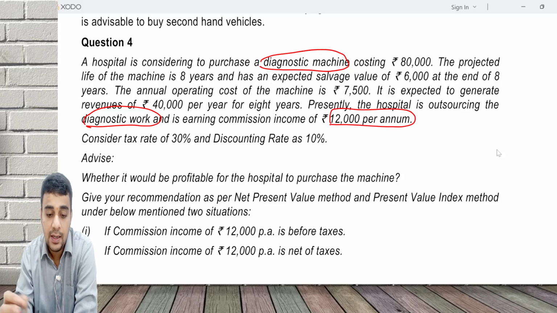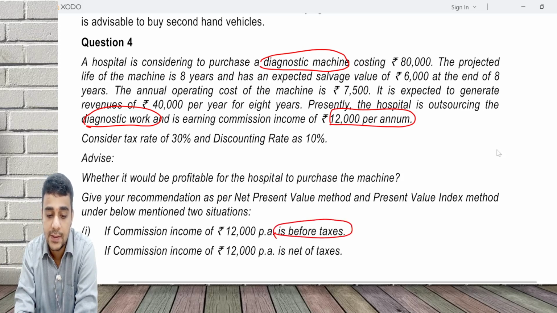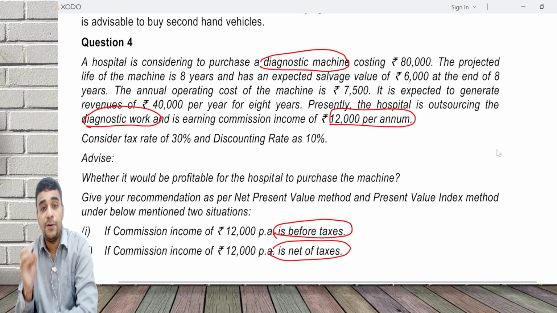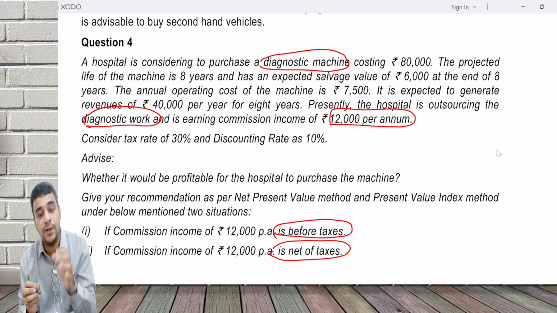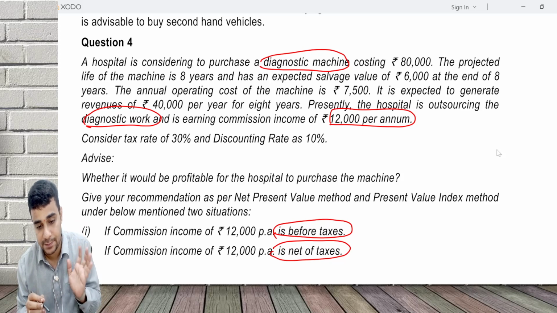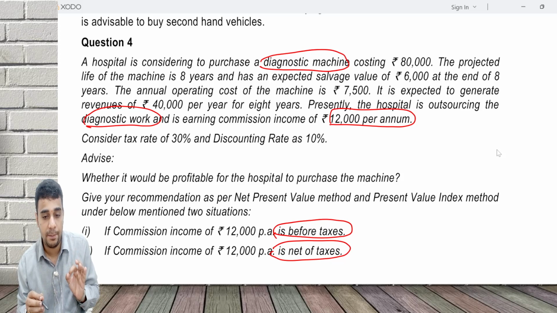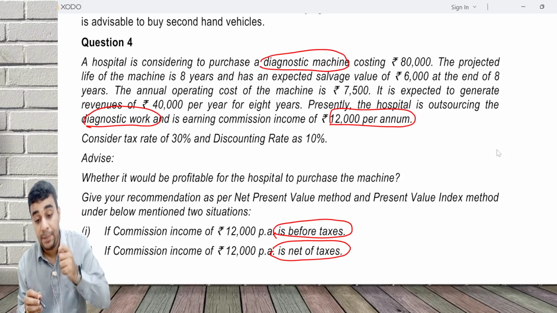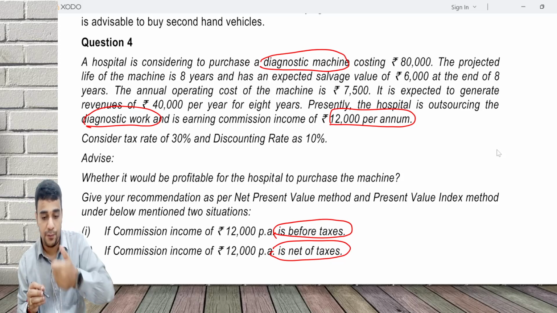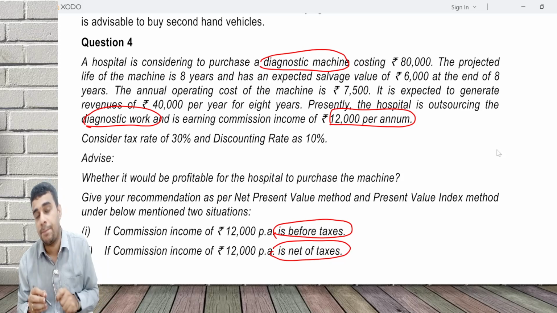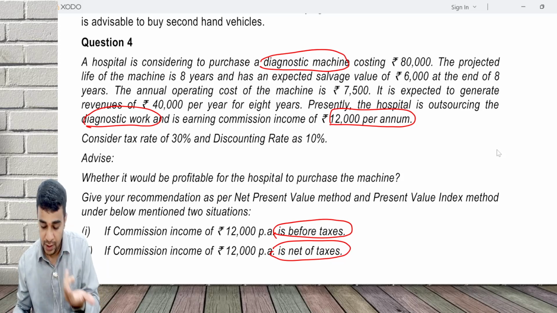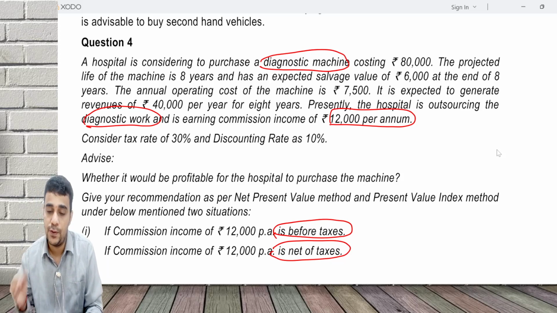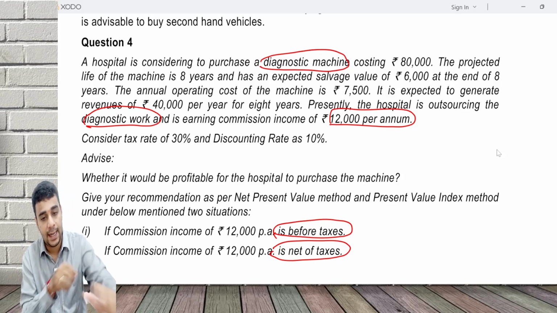The only thing is this 12,000 is before tax in one case and net of tax in the other. If it's before tax, you will have to subtract this when you calculate PBT. If it's net of tax, you'll have to subtract this after calculating CFAT, consistency principle. This is an opportunity cost which needs to be subtracted. When you subtract it is the important part. You can either subtract it at the PBT level when the commission income is before tax, and when it is net of tax, you will subtract it after getting CFAT. Otherwise, there's nothing much. Initial outflow is 80,000. The in-between flow is what I'll calculate now.